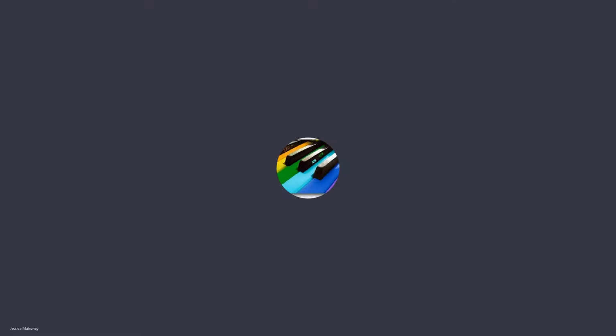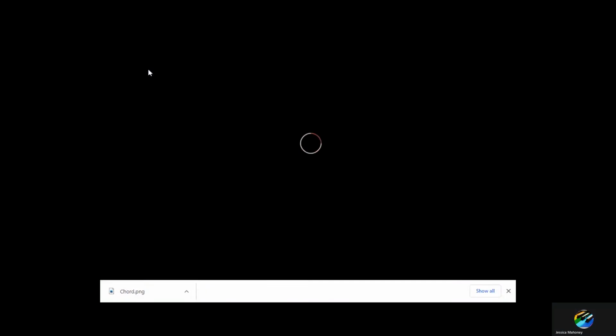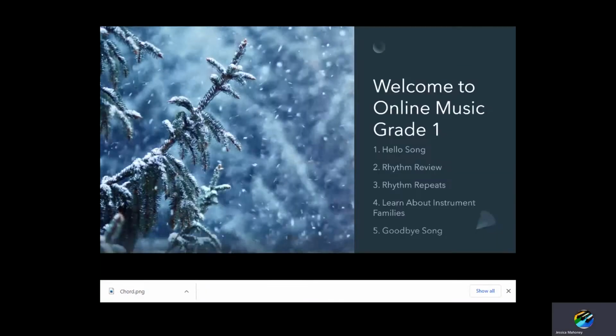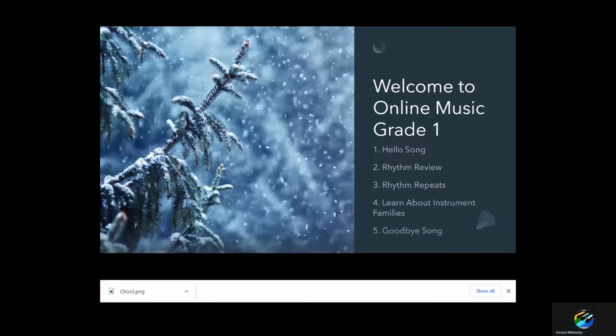All right, so I'm going to share my screen with you so I can show you what it is we are doing today. So let me open up the share tray, and let me start my slideshow. All right, here we go. Hopefully you can see some snow on the trees right now.